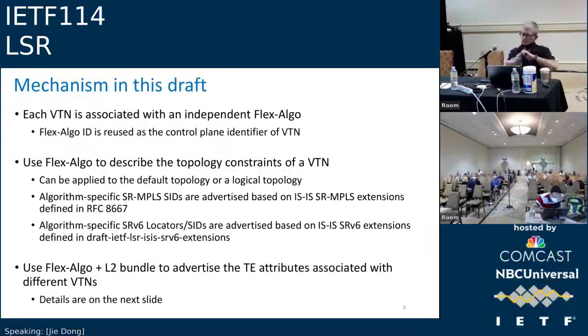The mechanism in this draft is that when the VTN is associated with an independent Flex algo, the Flex algo ID can be reused as an identifier of the VTN in the control plane. And we can use the Flex algo to describe the topology constraints of the VTN. It can be applied to either the default topology or to a multi-topology. And with the segment routing Flex algo extensions, algorithm-specific SRGBs can be advertised based on RFC 8667 and the draft for the IS-IS SRv6 extensions. Here, we make some minor extensions to use Flex algo together with L2 bundle to advertise the TE attributes associated with different VTNs. We have the details in the following slides.